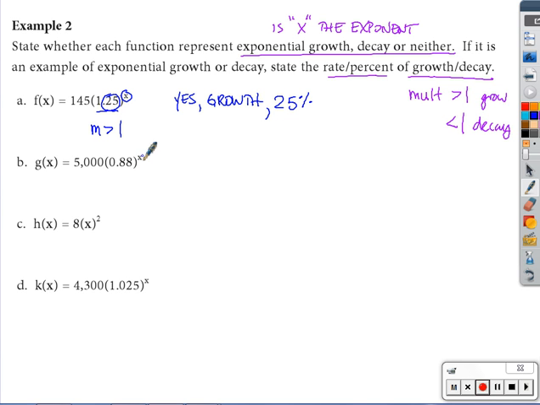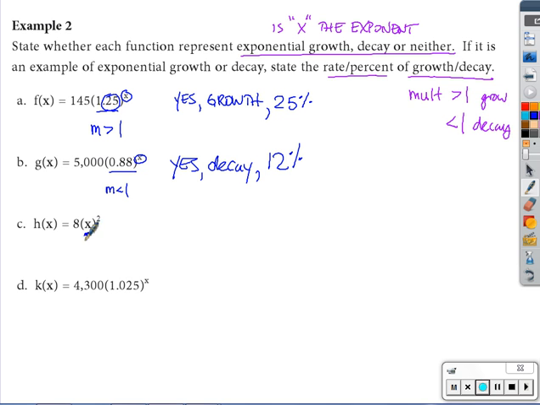Second example, x is the exponent. Yes, exponential. The multiplier is less than 1. That tells me it's decay. It's going to decrease. And then what is that difference? The decay rate is not 0.88. The decay rate is the difference between the multiplier and the number 1. So it's decaying by 12%. So basically you're asking yourself, how much do I have to add or subtract to this to get to 1? And that's how I come up with that number.